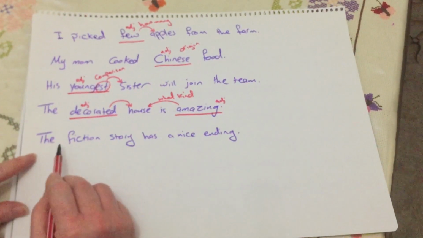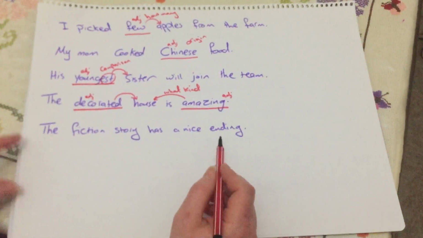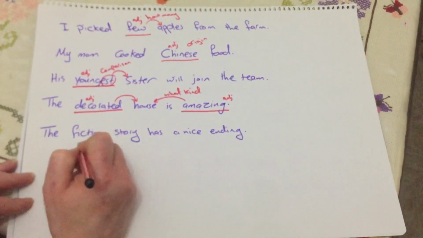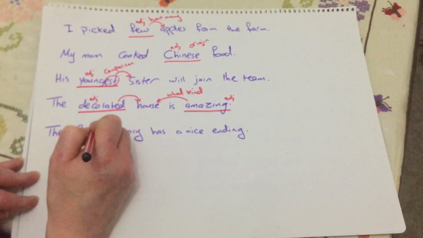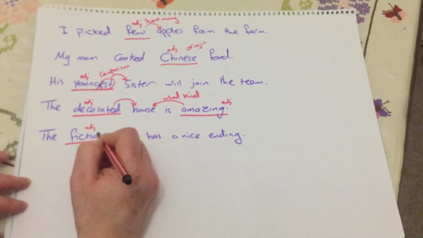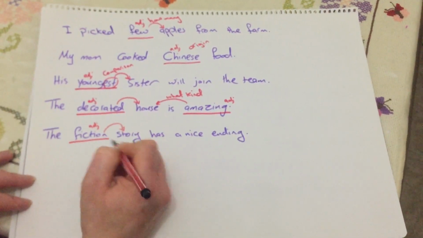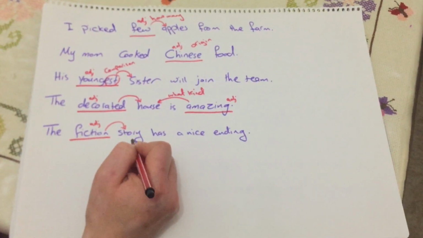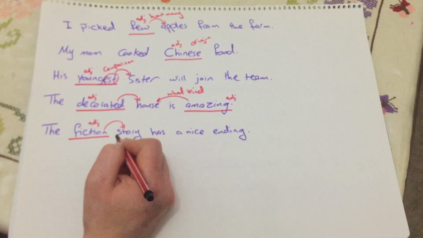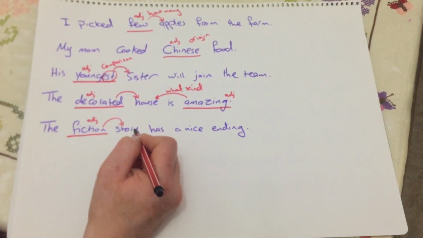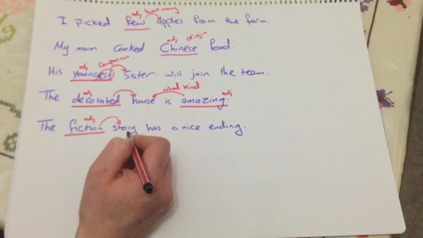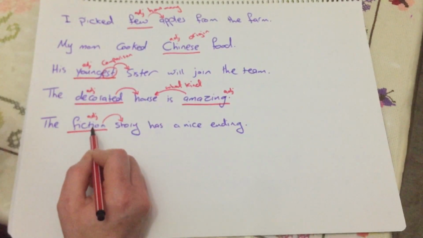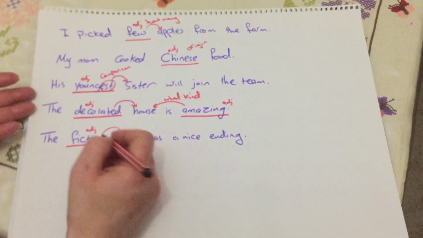Okay. The last one, the fiction story has a nice ending. Where are the adjectives here in this sentence? The first one is fiction. Yes, an adjective that describes what? Story. Okay, now fiction story, does it show what kind of a story or how many of this story or the origin of the story or comparison? Do we use it to compare? Of course, the adjective fiction, we use it to show the kind of the story.